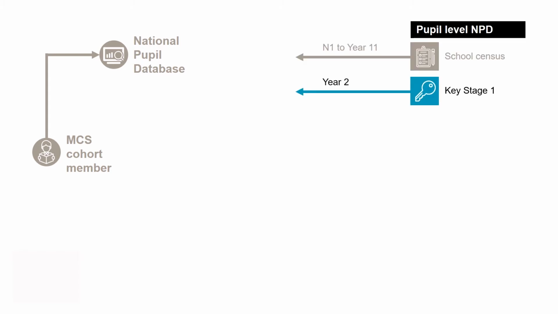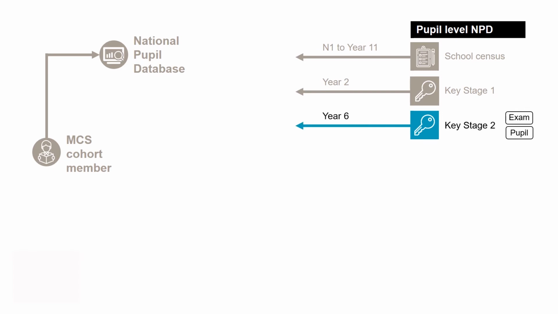The Key Stage 1 attainment dataset contains information on the assessment of learners by the end of Year 2 of schooling. There are two datasets containing Key Stage 2 attainment data. The first is referred to as an exams dataset, and the other is referred to as a pupil dataset. Both contain information on the assessment of learners by the end of Year 6 of schooling.